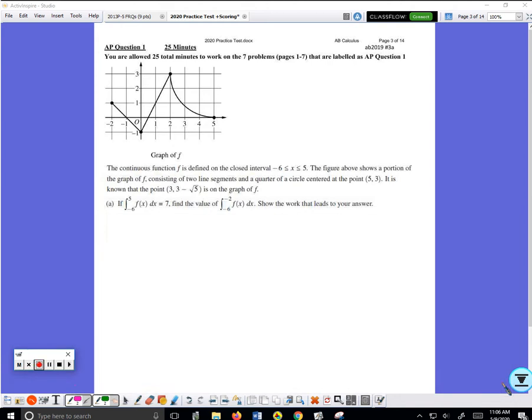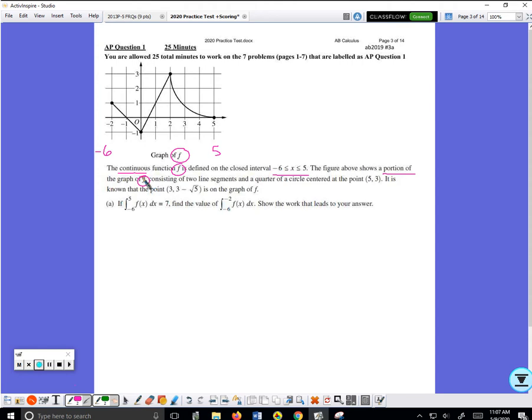Okay, the continuous function f is defined on the closed interval -6 to 5. They said -6 to 5, so they're not showing everything. The figure above shows a portion of f. Got it? Just keep reading.